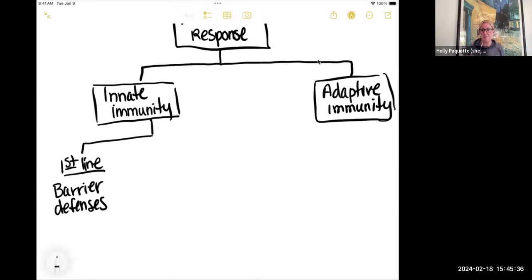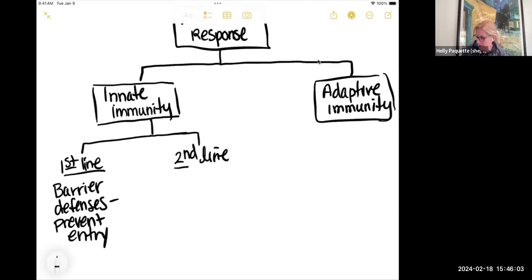Maybe we can think about the fact that we have eyelashes that keep things from getting into our eyes. Things like that are going to be what we think of with barrier defenses. So barrier defenses, their whole goal is to keep a pathogen from getting into the body. So I'm going to put prevent entry, right? But as we probably know, many of these things still gain entry, and that's where hopefully our second line of defense will come into play.